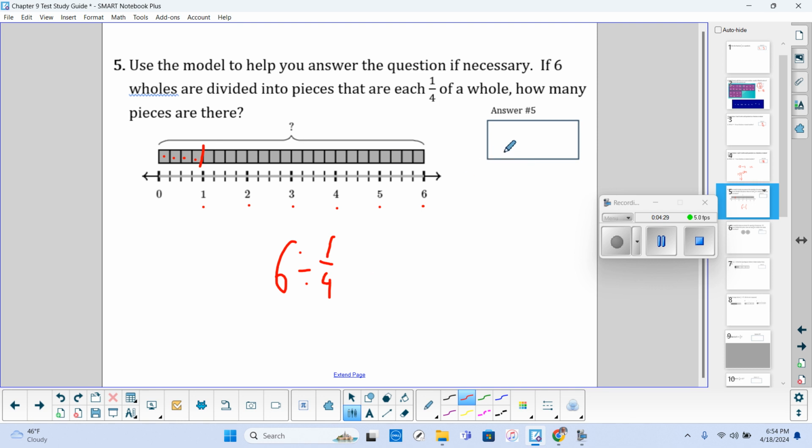The answer is 24. That's the visual way of seeing it. The other way of doing it is 6 divided by 1/4 is the same as 6 times the reciprocal of 1/4, which is 4 over 1, or just 4. So 6 times 4 is 24.